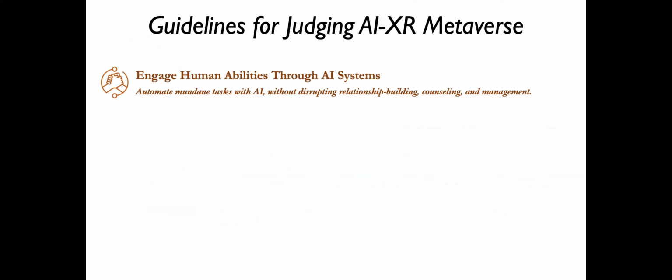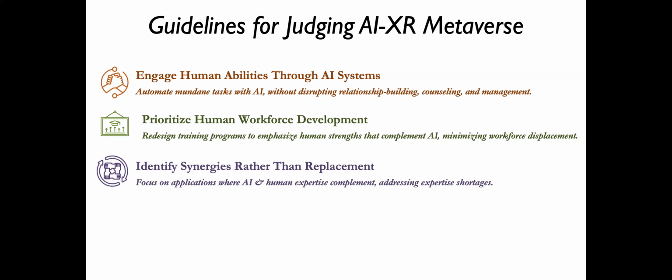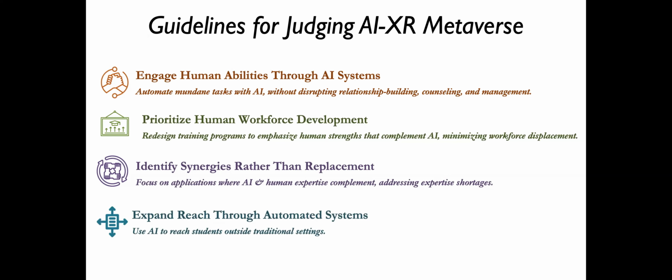So I have a few guidelines here through which we can judge whether our AI XR metaverse is properly designed or not. We should ensure that our educational metaverses engage our human abilities and actually develop them further. We should not use these technologies to disrupt human relationships. We should prioritize human workforce development, and have the AI literacy programs that are necessary for all people to benefit from this technology. We should identify places and avenues for developing human-AI synergy rather than not thinking about it and eventually having human beings displaced from their jobs. We need to aim for synergy that is pro-social and helps improve the lives of people.